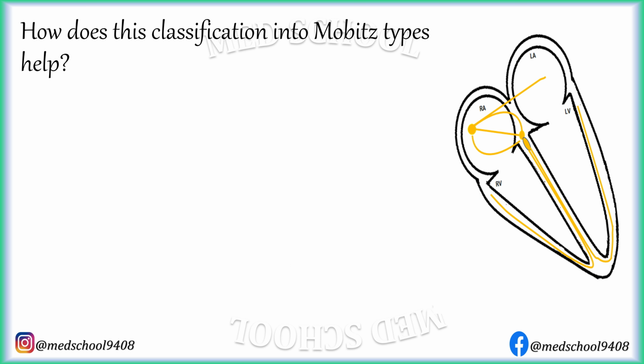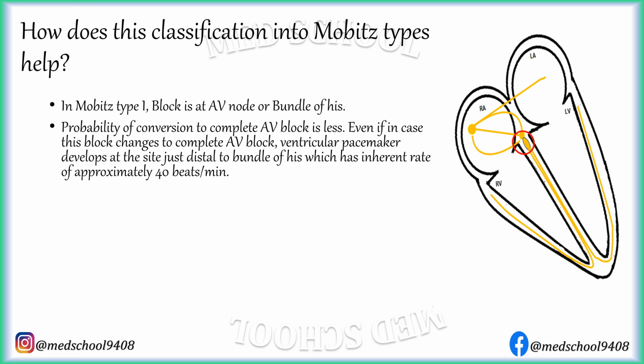So how does this classification into Mobitz type help? In Mobitz Type 1, block is at AV node or bundle of His, that is in this region. Probability of conversion to complete AV block is less. Even if this block changes to complete AV block, ventricular pacemaker develop at the site just distal to bundle of His, which has inherent rate of approximately 40 beats per minute. That's why chances of life-threatening bradycardia are less.